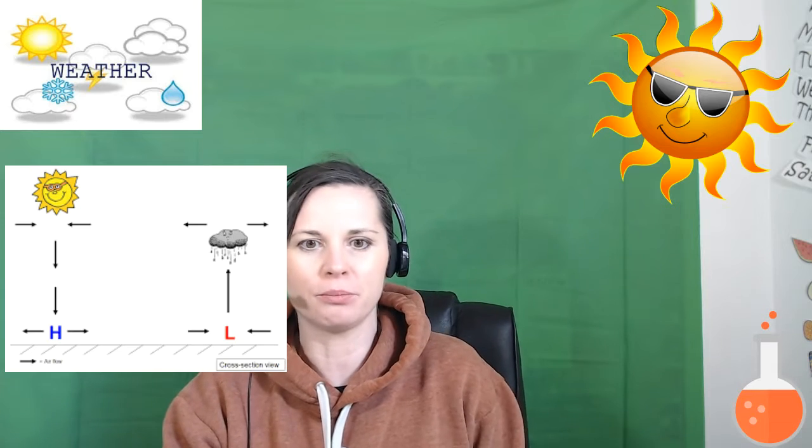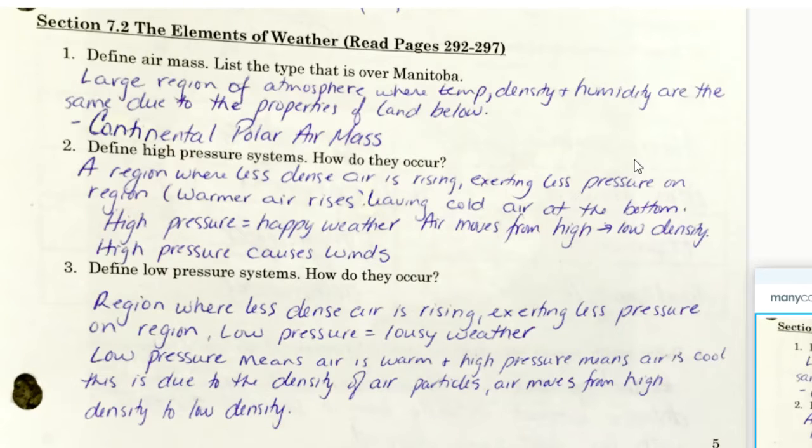So high and low pressure, the more you read about it, it's not confusing, but different diagrams and different books and literature have a different way of explaining the same thing. Hence science. Right. Okay. So, if I go to 7.2, it says define air mass, list the types over Manitoba.